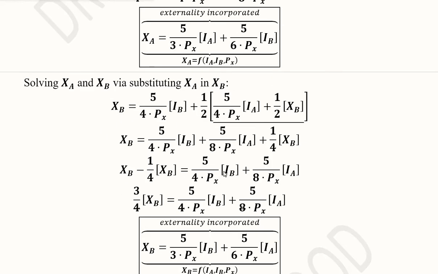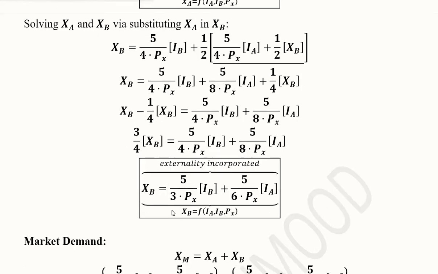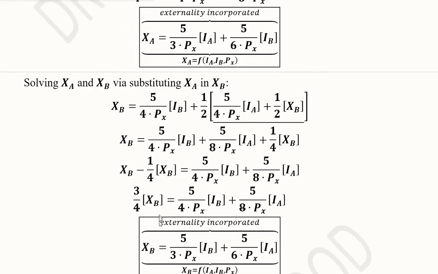So let's see. These simple algebraic steps will lead to this externality augmented demand function of good X by household B, which is not just dependent upon the income of the same household, that is IB, and the price of the good, but also dependent upon the income of the other household, that is household A. So now the externalities have been incorporated in XA and in XB.